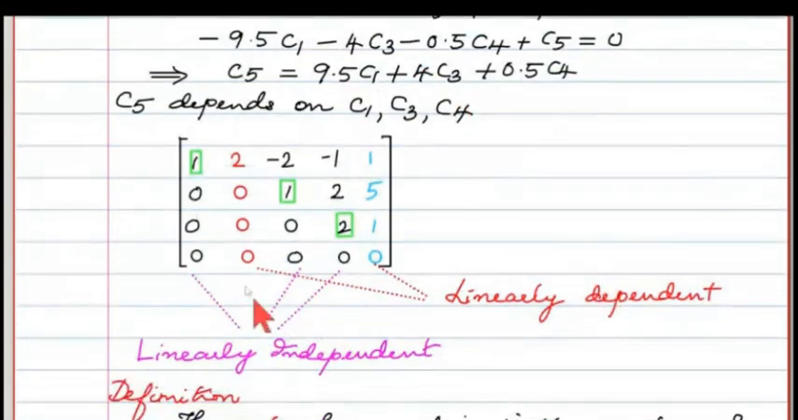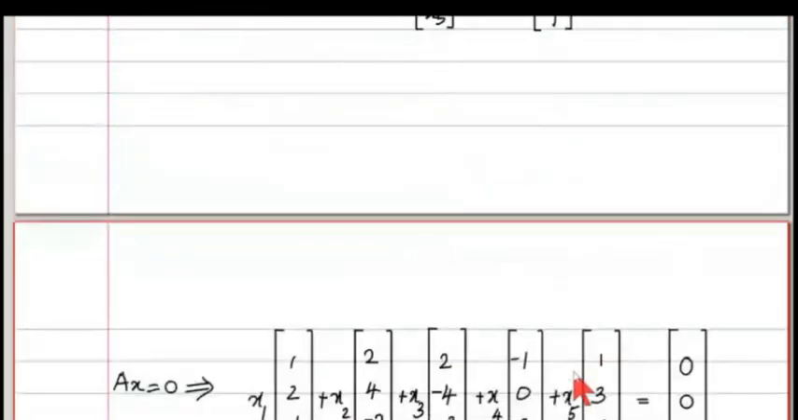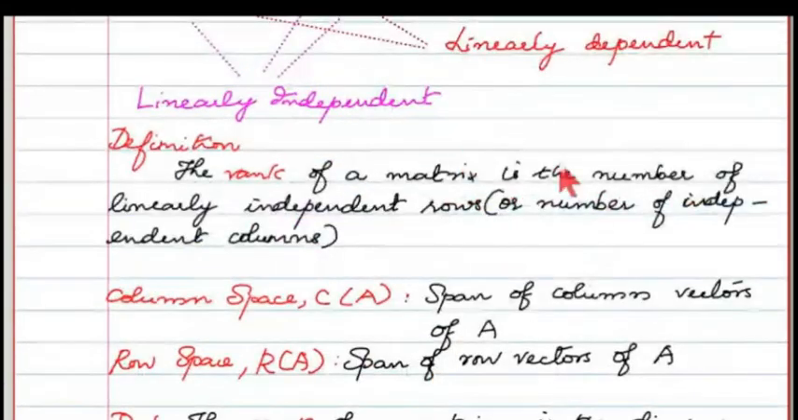So we have three linearly independent columns and two linearly dependent columns. Which are the linearly dependent columns? C2 equal to 2C1. So columns 2 and 5 are the linearly dependent columns. The rank of a matrix is the number of linearly independent rows or the number of independent columns. So this is another definition for rank.